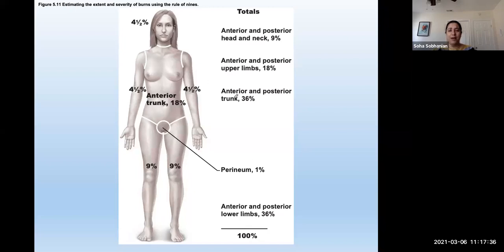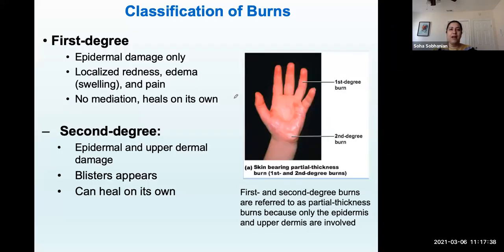So that's where the number comes from. But understand this, guys. It's not only what is the percentage of the body that's burned, but what type of burn you have as well. So what does that mean? If you have a first-degree burn, what are the symptoms?